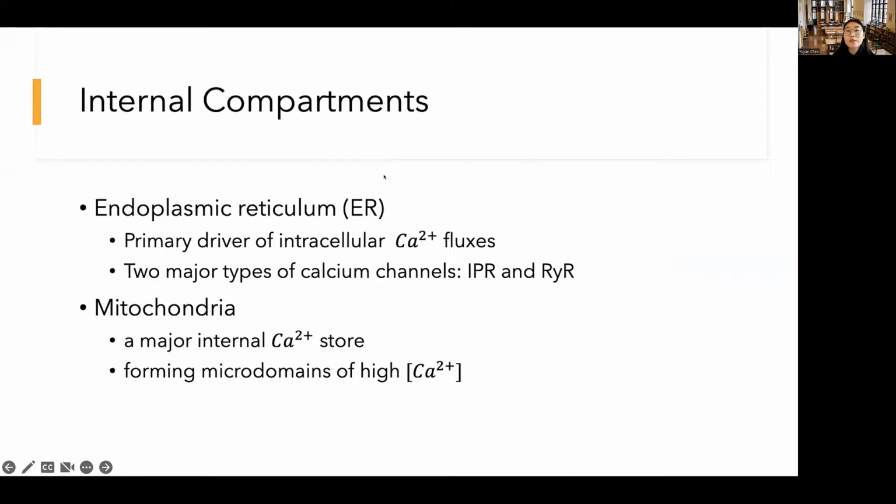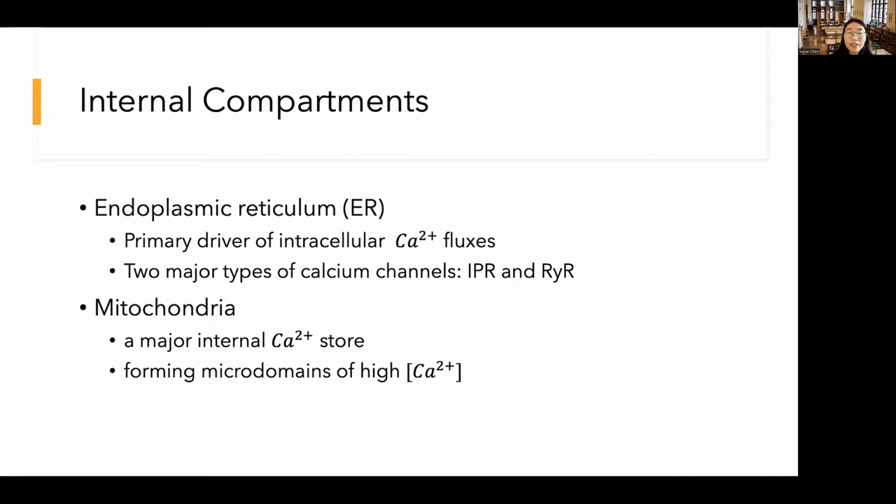And where is calcium stored inside an astrocyte? There are 2 internal compartments. The first is the endoplasmic reticulum, or for short, ER. They're the primary driver of intracellular calcium fluxes. And there are also 2 major types of calcium channels, IPR and RYR, that are on the membrane of the ER. The second is mitochondria.